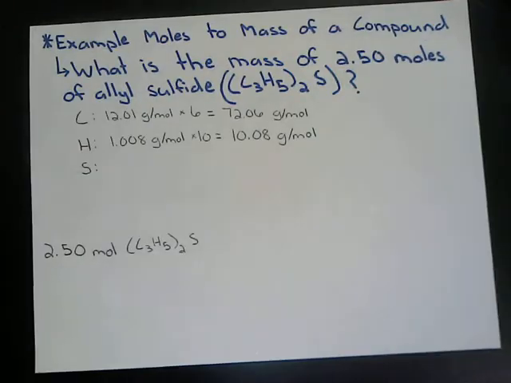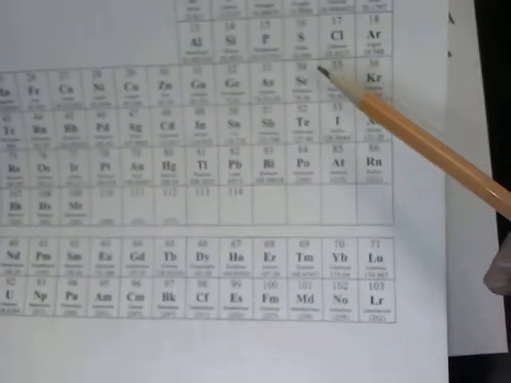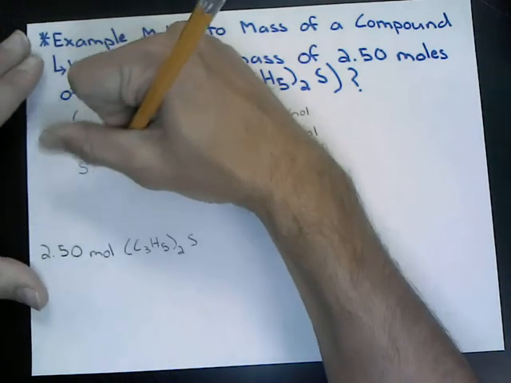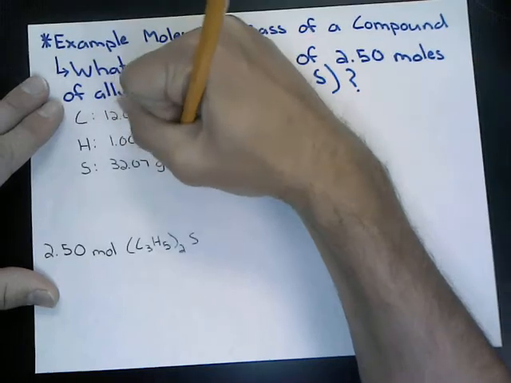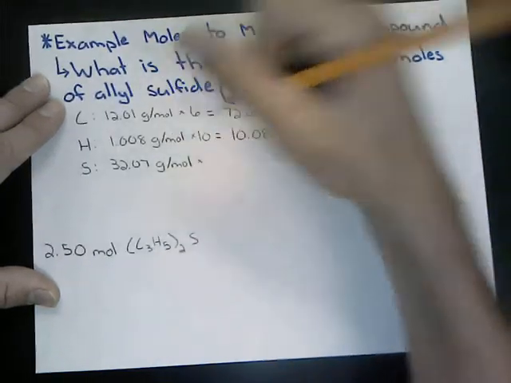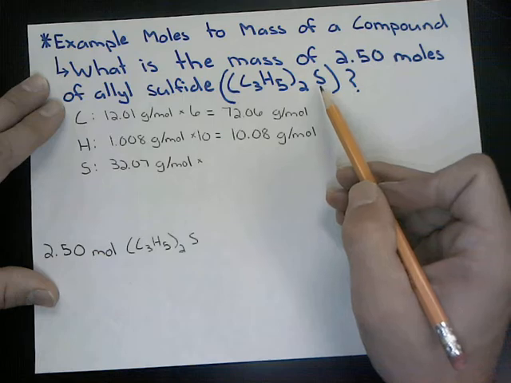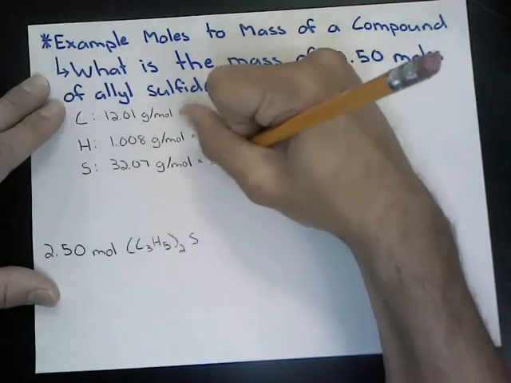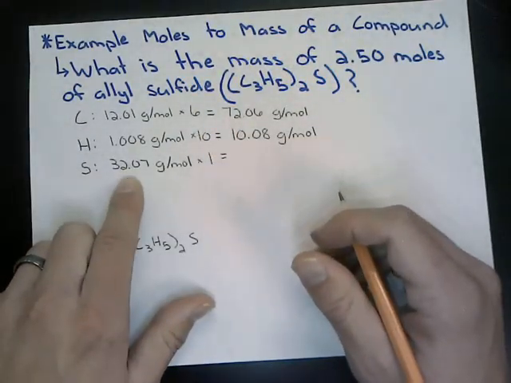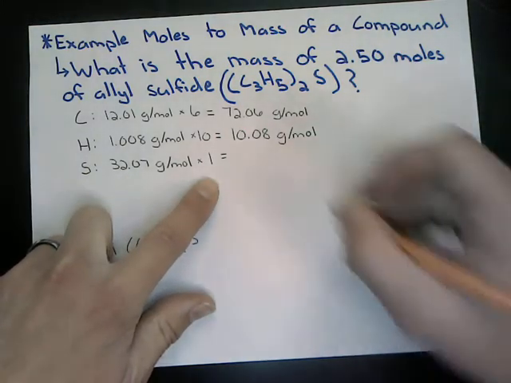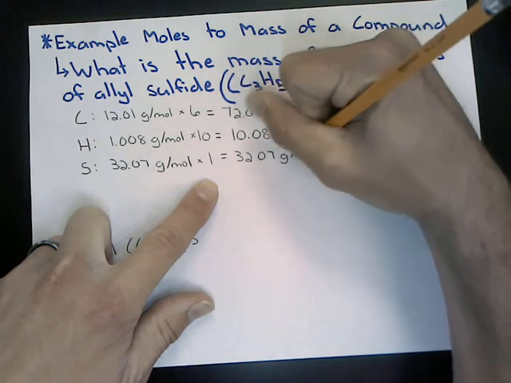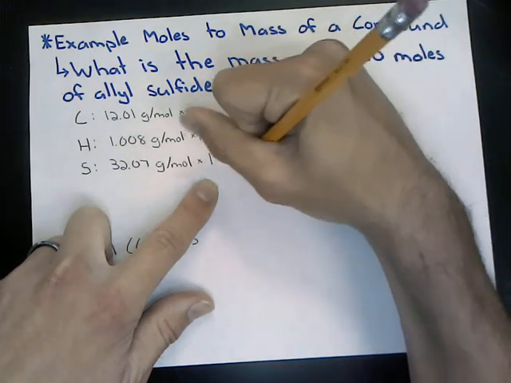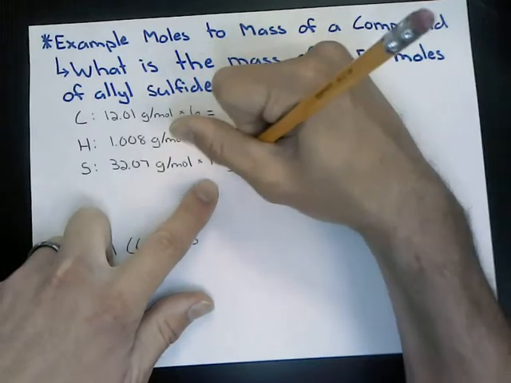We look up the molar mass of sulfur, and when we round it, it's going to be 32.07 grams per mole. And then we multiply it by how many sulfurs we have. Well, we only have 1 sulfur, so hopefully everybody can see 32.07 times 1 is still going to be 32.07 grams per mole.